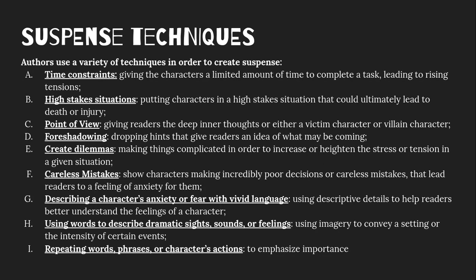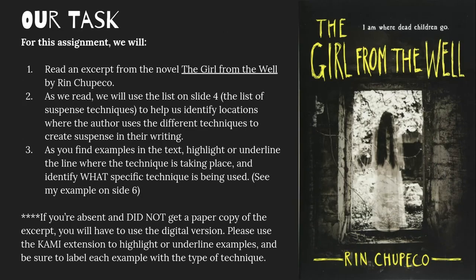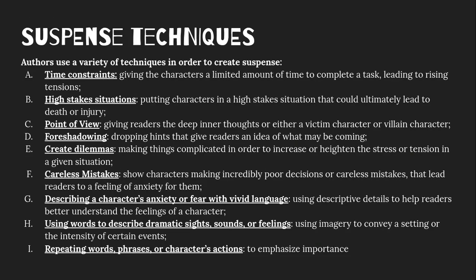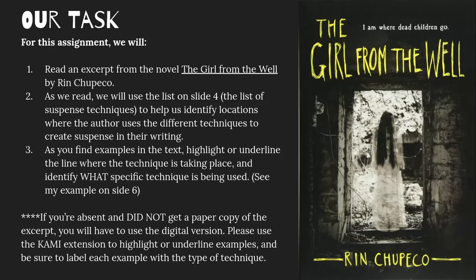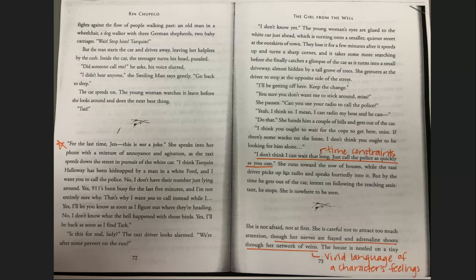What I need to see is, as you are reading, I want you to use this slide and underline or highlight different examples where you're saying, oh, the author's using a time constraint here because a character has a limited amount of time to do something. So you're going to underline or highlight examples of suspense techniques that you're finding in the text, and then off in the margins, you're going to label what technique that is. Let me show you what I'm talking about.